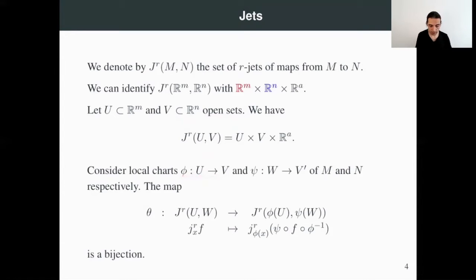Consider local charts, phi defined in U and psi defined in W, of M and N respectively, and we are going to consider this map. The map that sends an r-jet from U to W to an r-jet from phi of U to psi of W. Phi of U is P and psi of W is P prime. And what we do is associate to an r-jet at the point x the r-jet of the local expression of f in the local charts phi and psi at the point phi of x. And since phi and psi are diffeomorphisms, this map is a bijection.